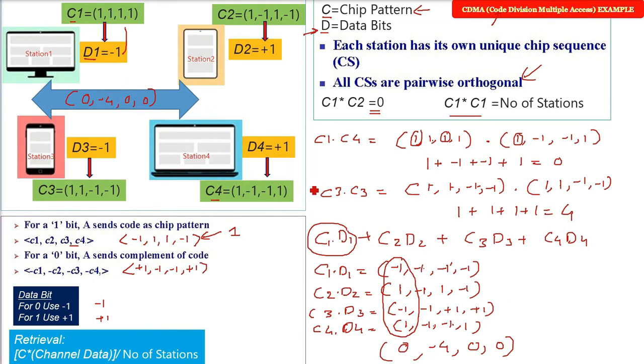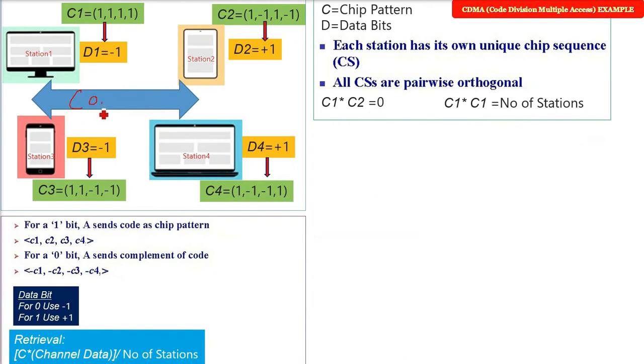What about retrieval? For retrieval, the receiver has to have the code already known to itself in advance. We will multiply the code with the channel data and divide it by the number of stations. You will get the bit that was sent. Let us start. 0, -4, 0, 0 was there. Now let us say receiver 1 wants what station 1 has sent. So this receiver wants to know what station 1 has sent. So what we'll do? We will take the channel data 0, -4, 0, 0. And since the receiver already knows the code of station 1, which is 1, 1, 1, 1, we have to take the inner product, dot product.